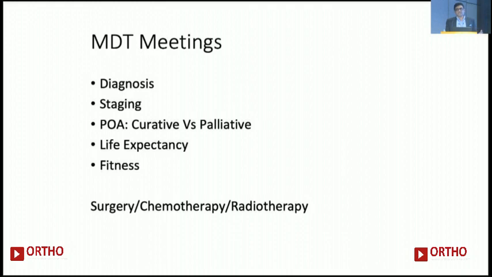All these decisions are taken in a multidisciplinary meeting where the following points are discussed. You come to a diagnosis, you stage the patient, then you make a plan: do you want to do a curative surgery or a palliative surgery? Always think about the life expectancy of the patients, and yes, the fitness is also important. Based on this, you decide if the patient has to undergo surgery, chemotherapy or radiation therapy. Here there is something different. Here the spine surgeons have to take that extra leap and learn a little bit about oncology and also a little bit about radiation therapy.